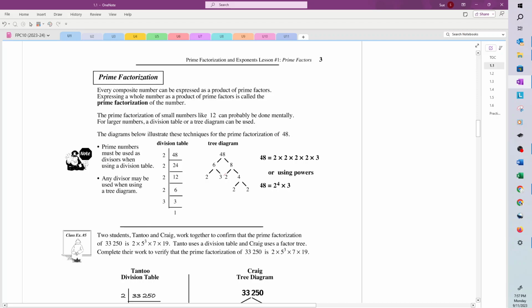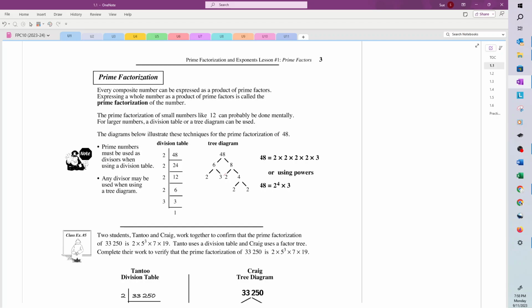This is another way, which is using a division table, which is better. What the division table is doing is saying, well, 48, if I divide it by 2, I'm left with 24. If I take 24 divided by 2, I get 12. 12 divided by 2, 6. If you use the smallest prime that you can divide it by, you will end up with your factors sorted in order, which is really helpful later on.